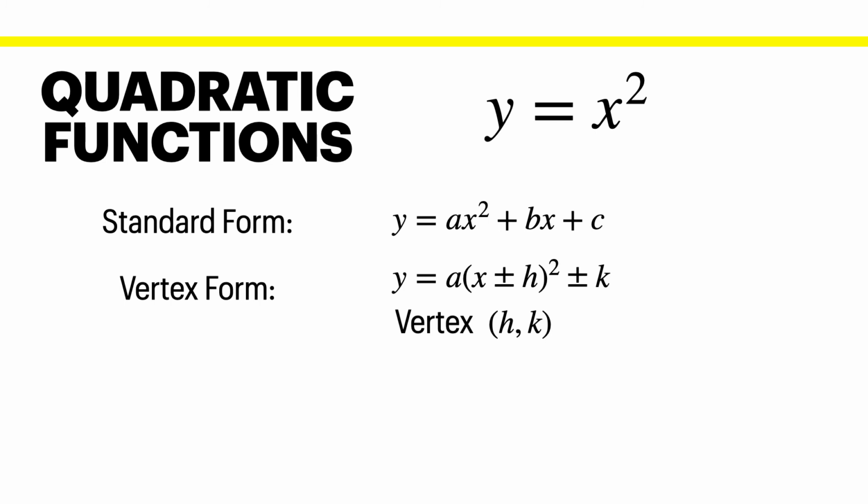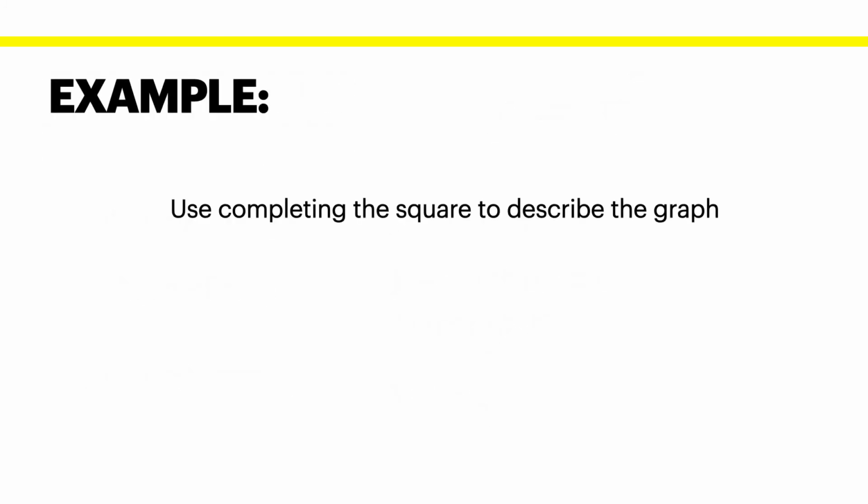Now our vertex will be the value of h and k, and the axis of symmetry will be x equal to negative b over 2a. The axis of symmetry will be the value for x. Let's try to apply this to a problem.